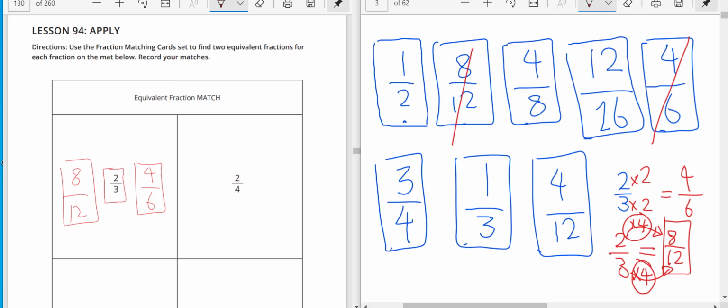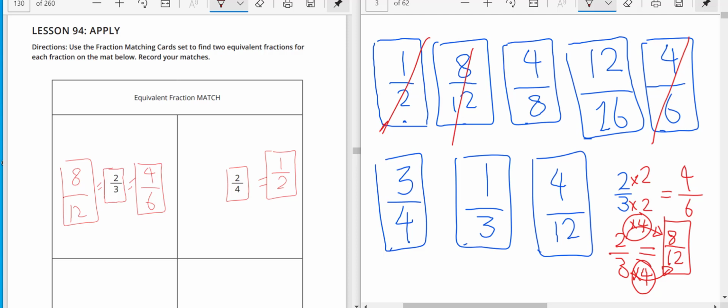The next fraction, 2 over 4. We know that 2 over 4 equals half, or half equals 2 over 4. So it's an equivalent fraction to half. Okay, we will cancel this card. Another card.